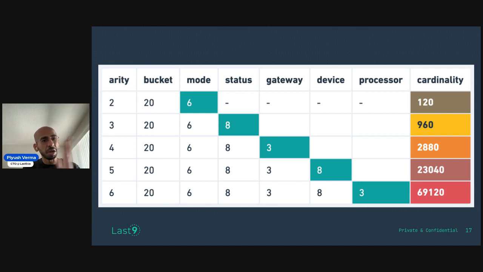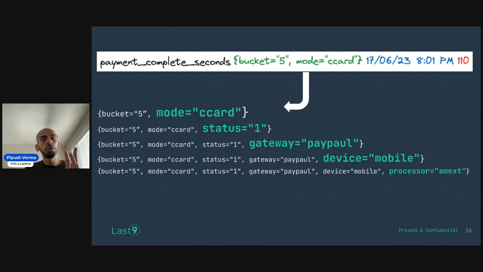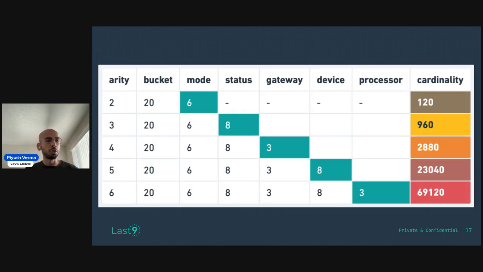Now let's look at a slightly different way of looking at it, right? When we had only two labels to it, which is bucket and mode, let's say there were only two combinations. Say we classify our payment request into 20 buckets, which is 0 to 1 seconds, 1 to 5, 5 to 10. There's no golden rule to say how many buckets you should have. It just depends on how granular you want your information to be. And say there are 6 modes. The totality of this would be 120 combinations.